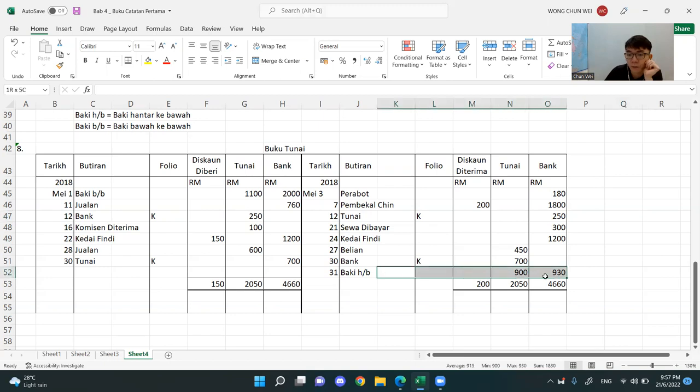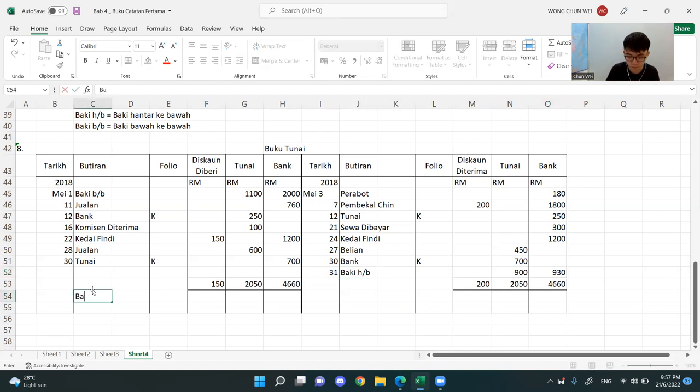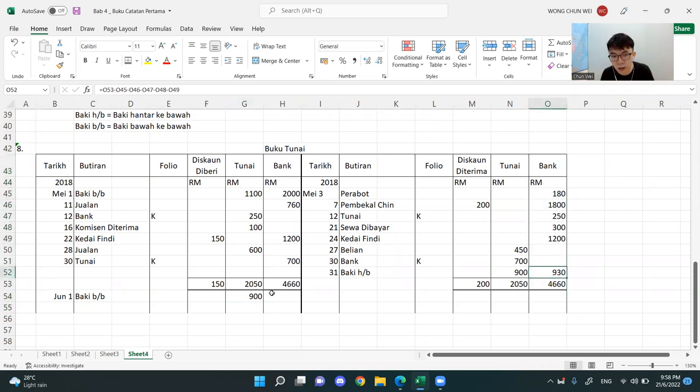So after we got this figure of the Baki HB, 900 and 930, whenever you have a Baki HB, you have to record Baki BB. So, hantar ke bawah. This will be a Baki yang bawa ke bawah BB. After May will be June, first day. So now you hantar, you hantar apa? Tunai, 900. So you bawa tunai, same, 900. So bank, 930, hantar to bawa 930 under bank juga.